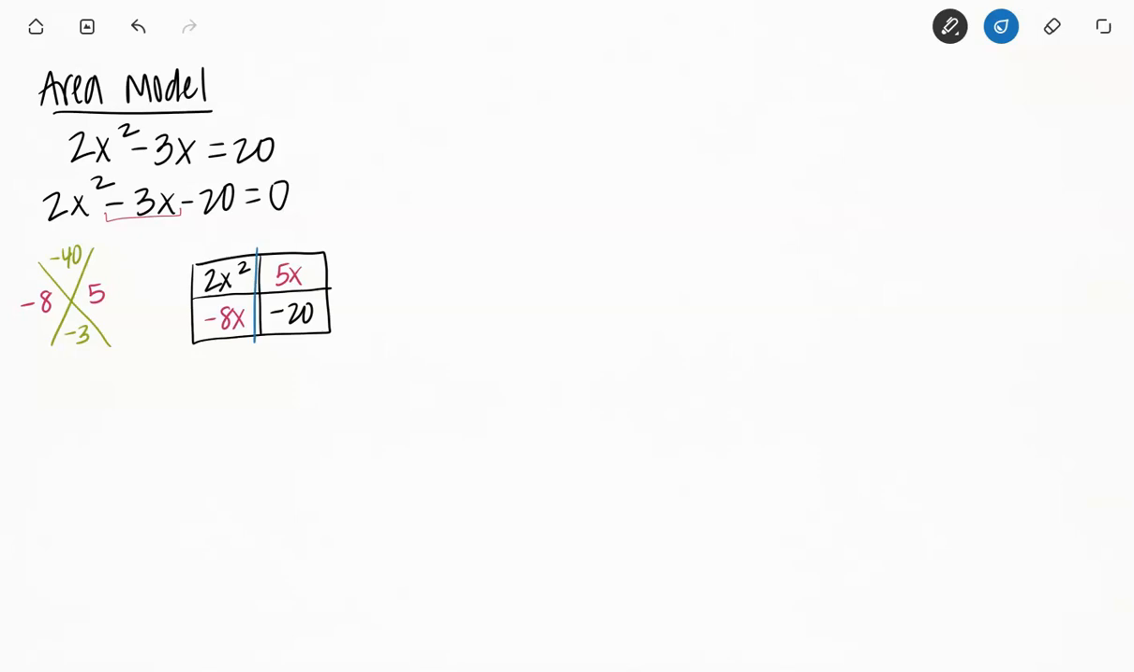From here, you do your greatest common factor going up. 2x squared and negative 8x is going to give us 2x. We use that sign from the top row. 5x and negative 20 is going to give us 5.